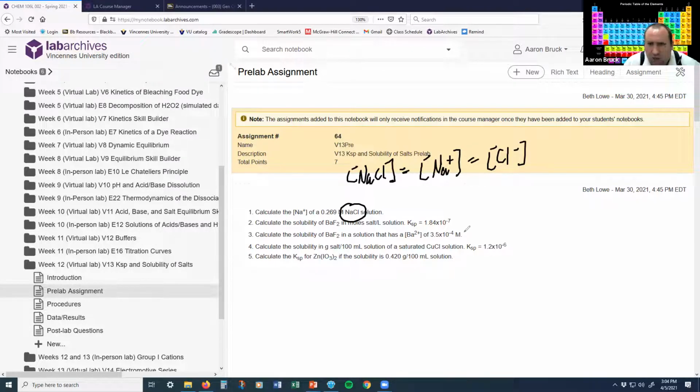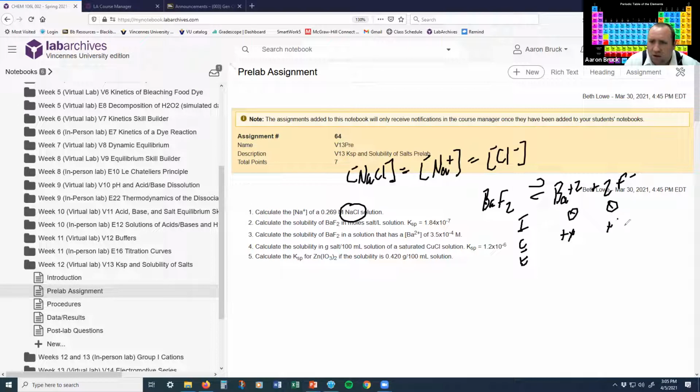Question number 2 is relatively straightforward. We're just going to do the same kind of thing that we did with the others. Make that modified ice table to figure out what the final concentrations are.